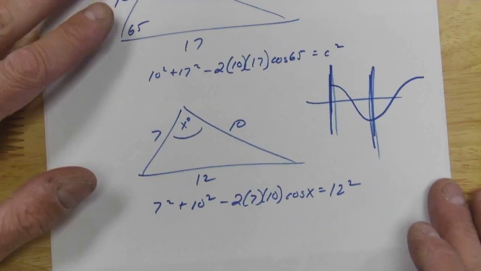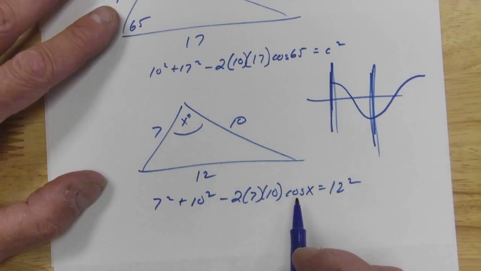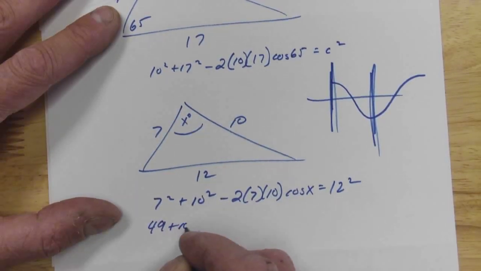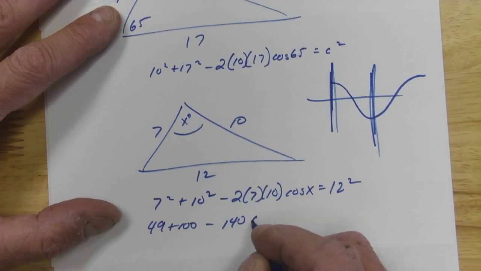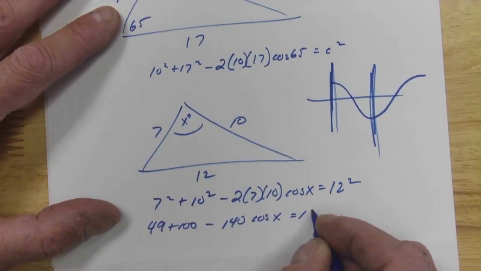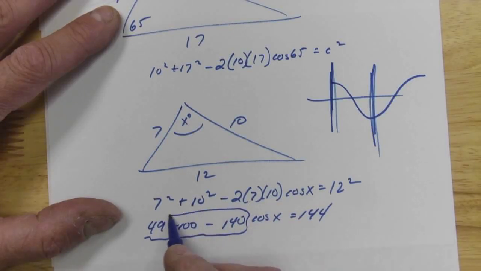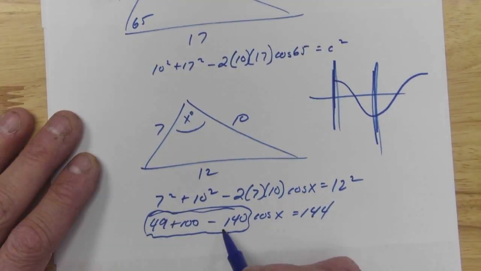Okay? So now let's look at what happens. If I'm going to move some stuff around and try to get to cosine of x, I'm going to have to go 49 plus 100 minus 140 cosine of x equals 144. Can I subtract these two? No, because one of them is attached to the cosine, the other two are just numbers. So no, I can't do that.